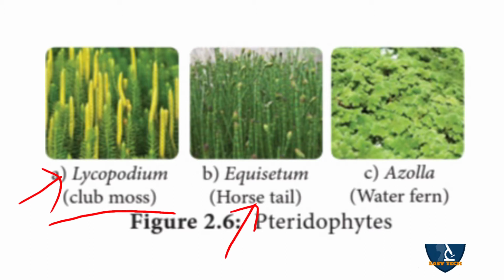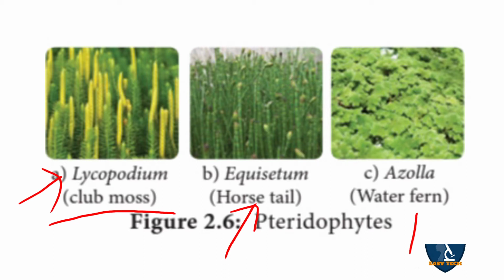Have you seen the horsetail? It looks like that, so the name came as horsetail, and it is called Equisetum. Even the horse's name is Equus. That we will see in evolution. Because of the horsetail-like structure, the name came as Equisetum.